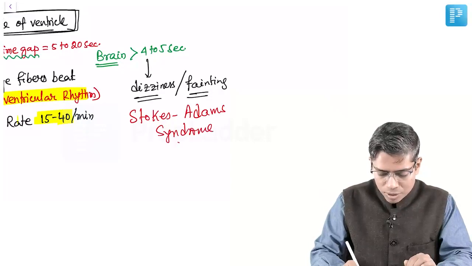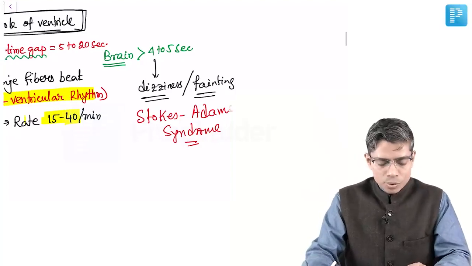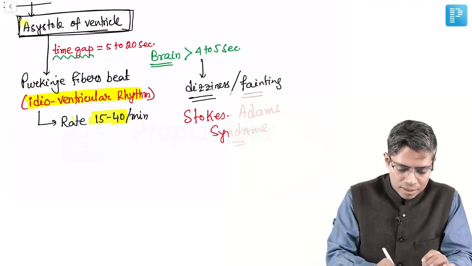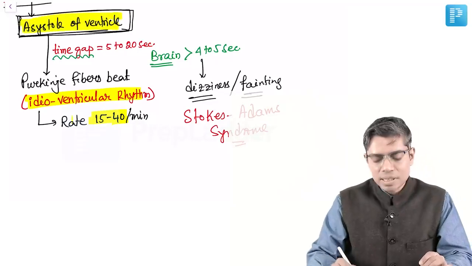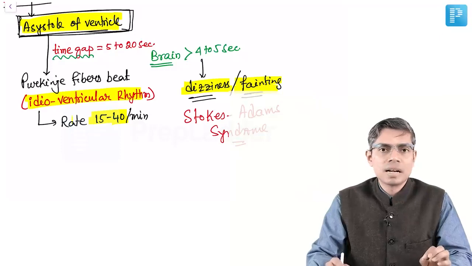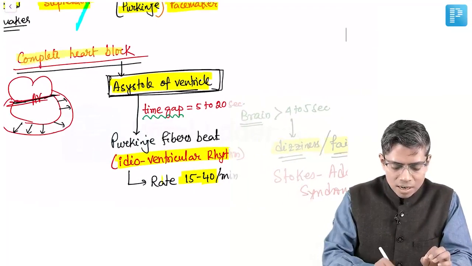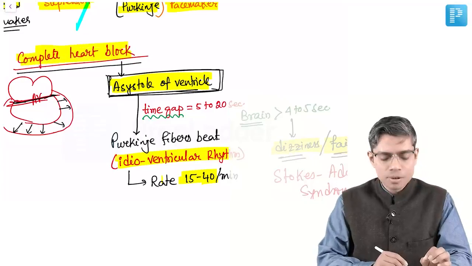So Stokes-Adams syndrome, this Stokes and Adams, they're the names of scientists. They told that due to asystole of the ventricle, if the fainting, if the dizziness is occurring, then that is known as the Stokes-Adams syndrome. So what is the cause? Cause here is the complete heart block is the cause of the Stokes-Adams syndrome.